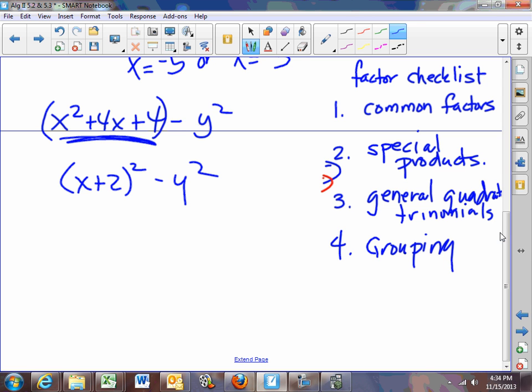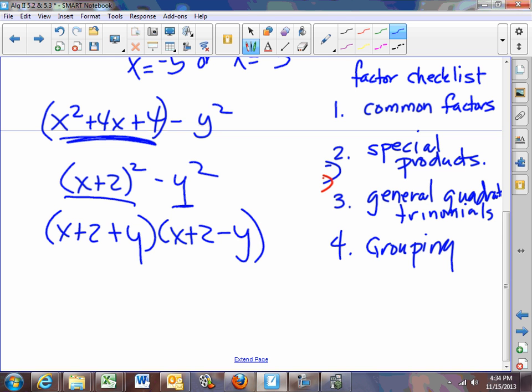And now, if you go back, notice you've got a square minus another square. That's the difference of squares. That's one of those special products. So you would write x plus 2 plus y times x plus 2 minus y. And that's just scratching the surface of grouping. There's a lot of other things you can do with grouping, but that's kind of the things that you're going to be looking for there.